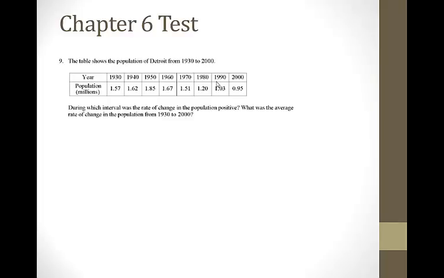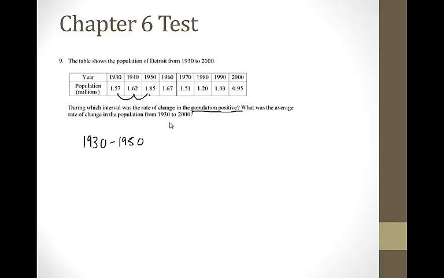Alright, the table below shows the population of Detroit from 1930 to 2000. During which interval was the rate of change in the population positive? So basically, when was it increasing? It's going up, up, and then it starts to go down. So it's increasing from 1930 to 1950.